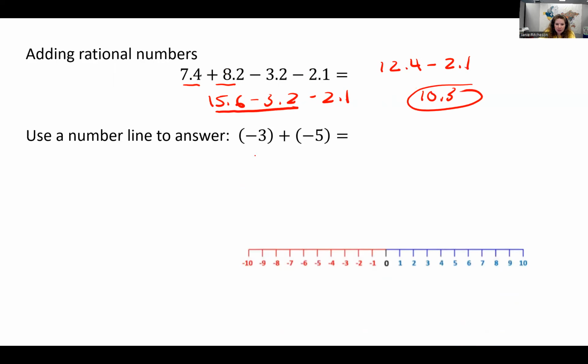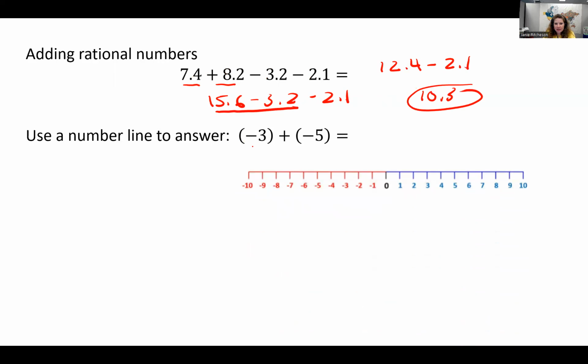All right, so if we had a number line, we could say the first number tells us where to start. So we're going to start at negative 3 first. So from 0, we're going to go left 3 and then it says we're going to go left again 5 more. And we would stop at negative 8. Negative 3 and then minus 5 is negative 8.